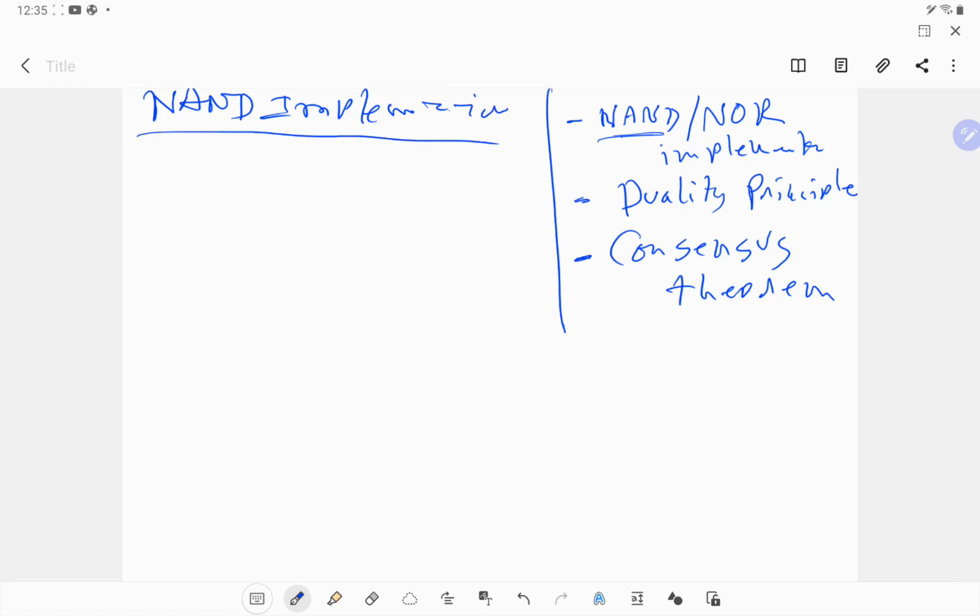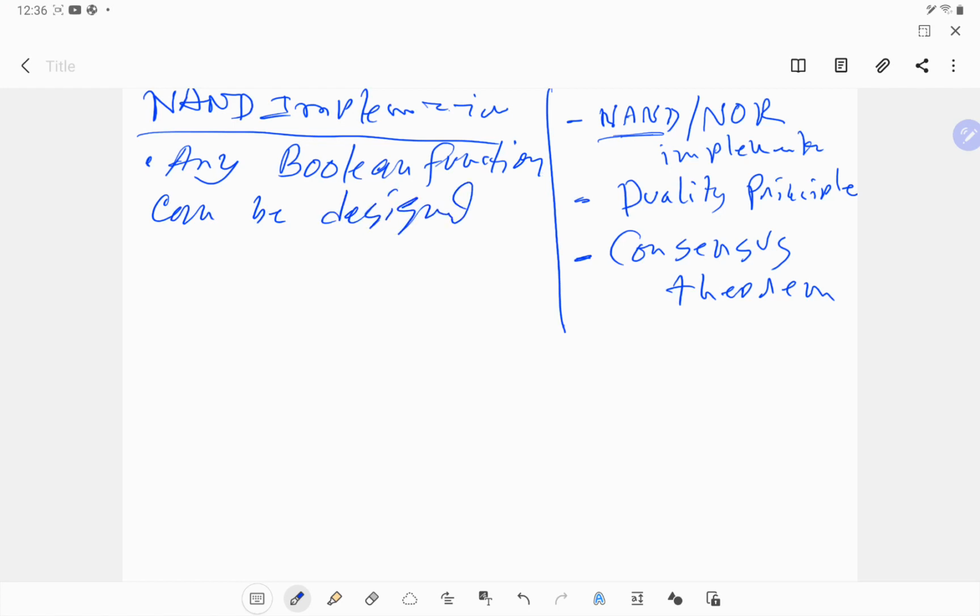So we'll see that any logic circuit or any logic function, any Boolean function, can be designed using NAND gates only. And how do we do it? By applying the De Morgan theorem.